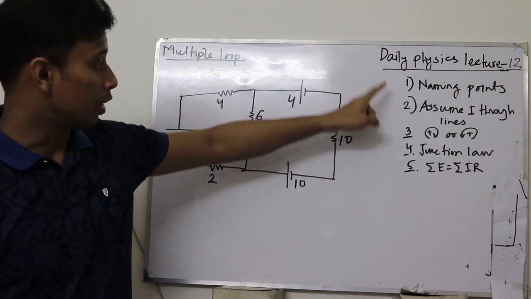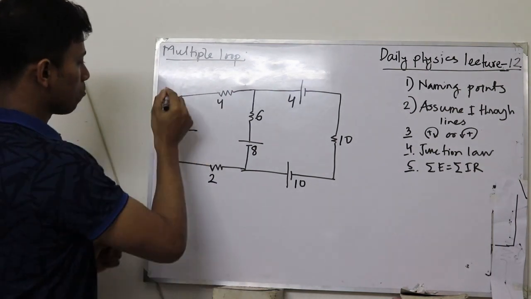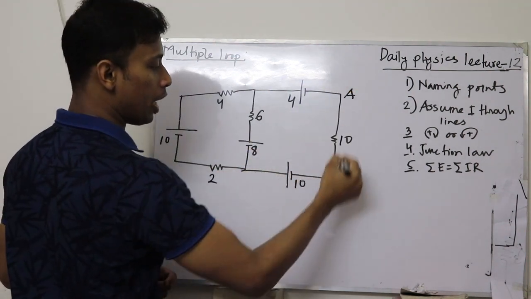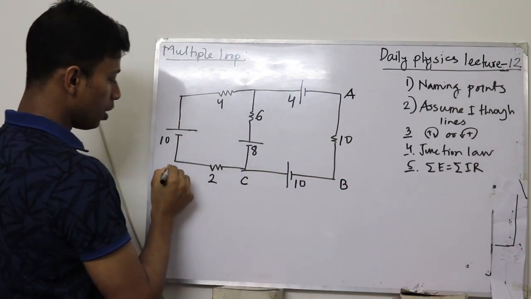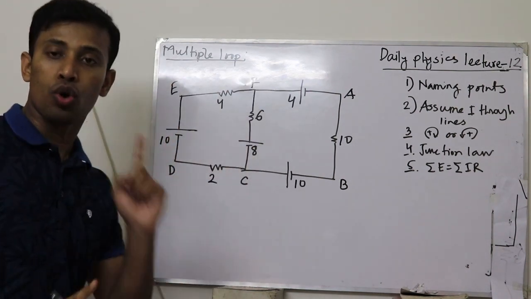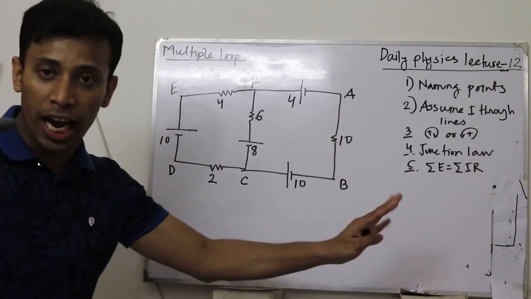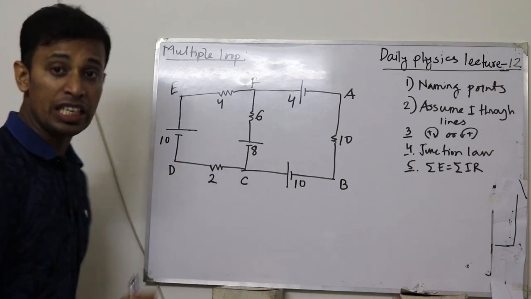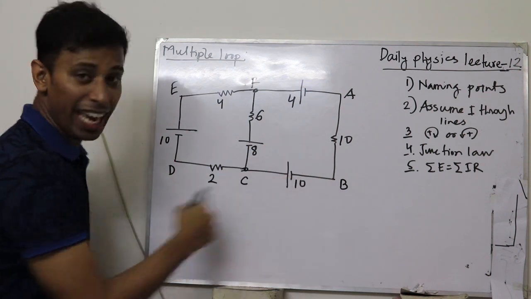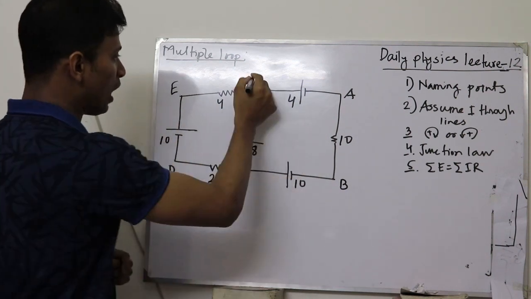Number 1, naming points. Let's name the points. I will start from here: A, B, C, D, E, F. Okay, I named the points. So what are junctions? We know E, A, B, D are not junctions. F and C are junctions, where lines intersect. So F and C are the junctions.